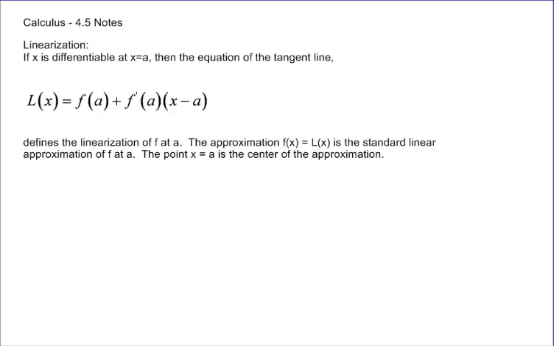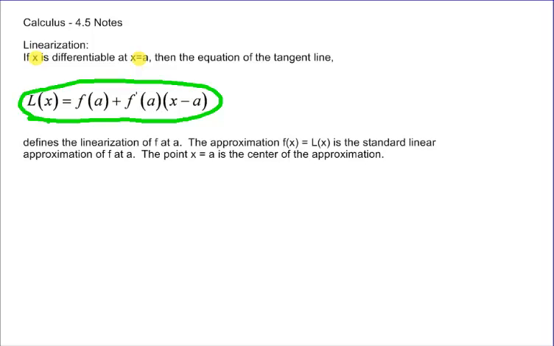Okay, so what we're going to do in this section is look at linearization and Newton's method. This first part of the notes looks at linearization. We're looking for this: if f is differentiable at a specific point, then the equation of the tangent line is this guy right here.